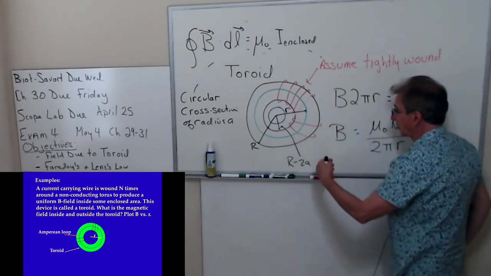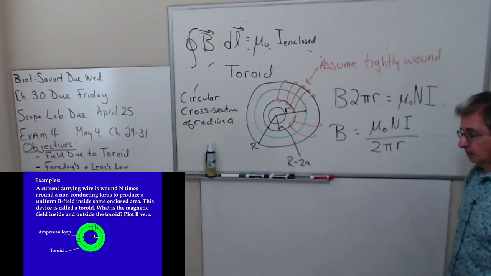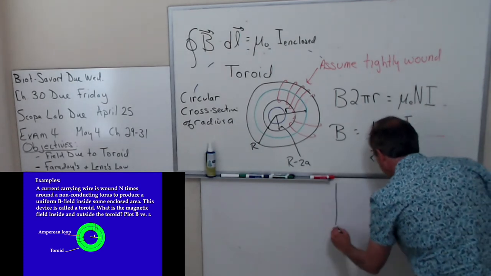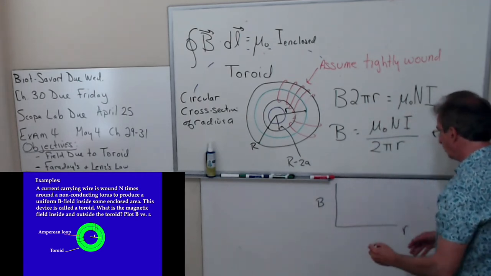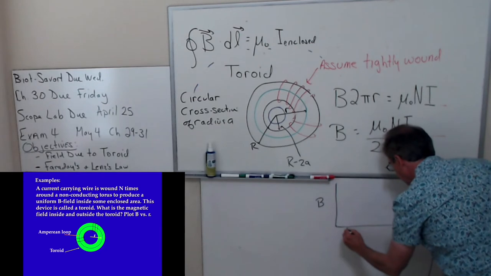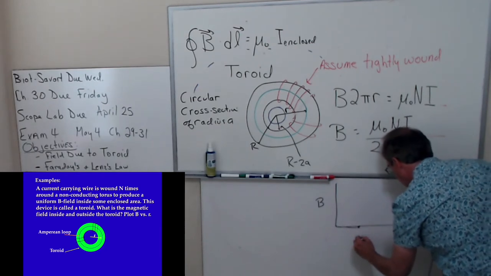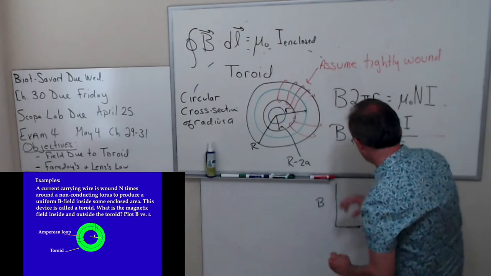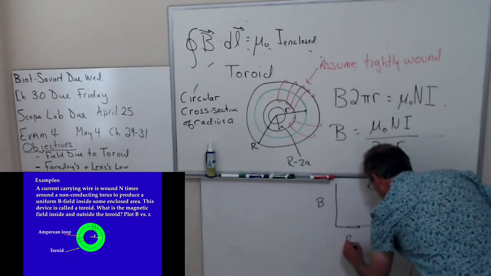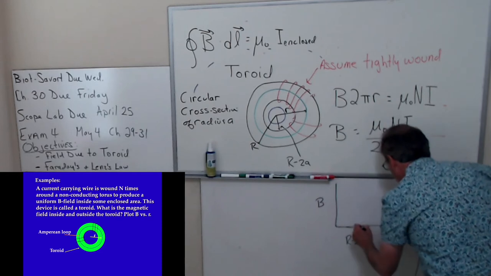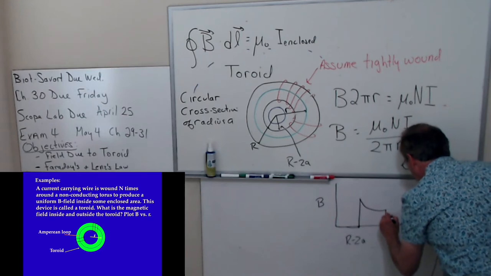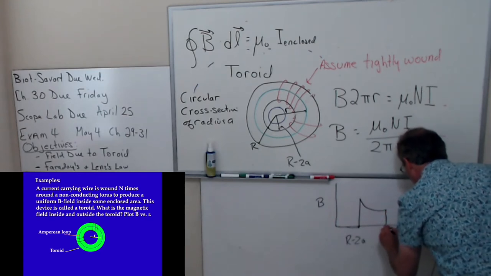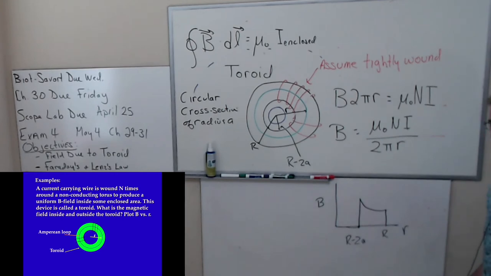is mu naught n I divided by 2 pi r. In this particular case, the magnetic field drops as 1 over r in this region. If I were to plot the magnetic field as a function of r, you would have 0 up to this distance, which is R minus 2a. Then I would jump up, decrease as 1 over r, and then go to 0 at R. So that's what the field would look like.